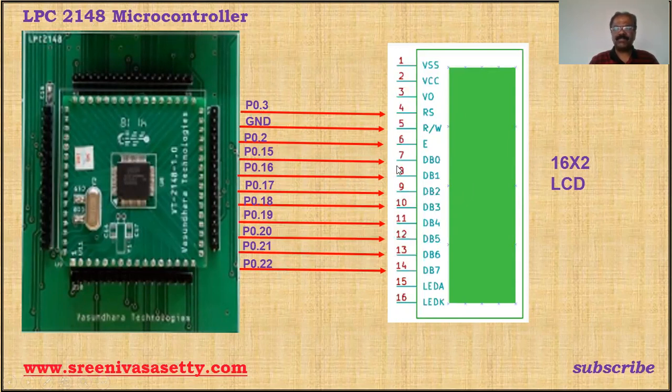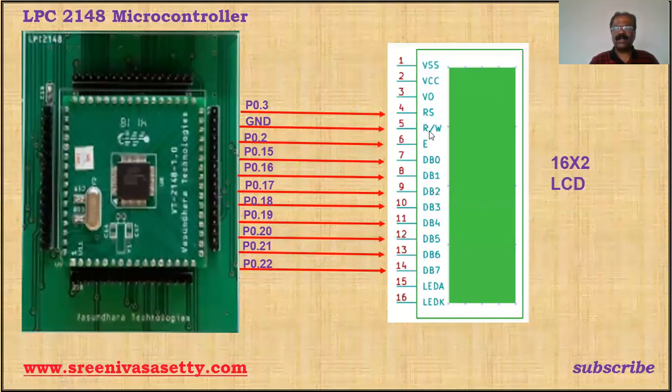Now in this case, we are using port 0 from the LPC2148. P0.15 is connected to DB0. Like that, P0.22 is connected to DB7, that is from pin number 7 to pin number 14, 8 lines. That is, we are using P0.15 to P0.22, totally 8 lines. If you want to send information, either a command or data, from your LPC2148 to your LCD, we are using the port pins from P0.15 to P0.22.